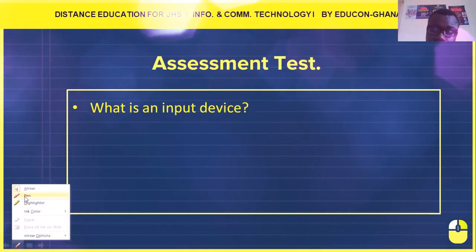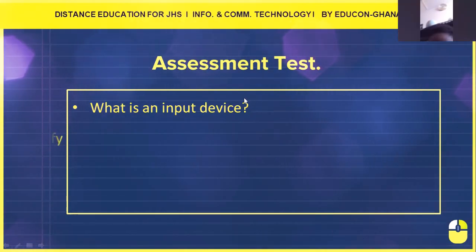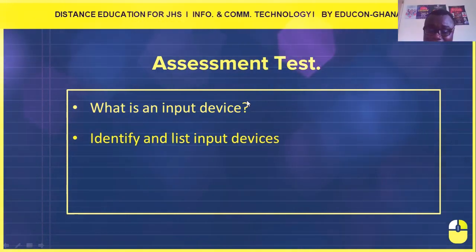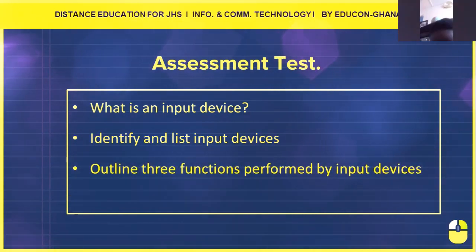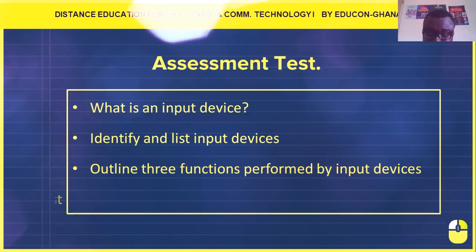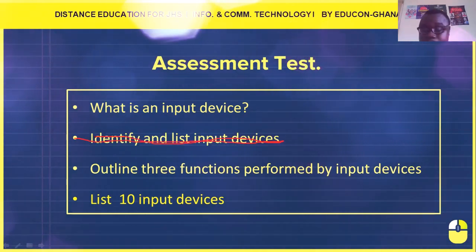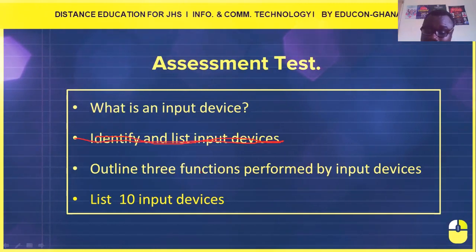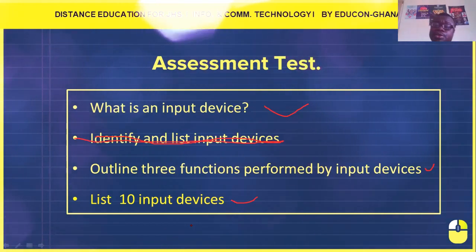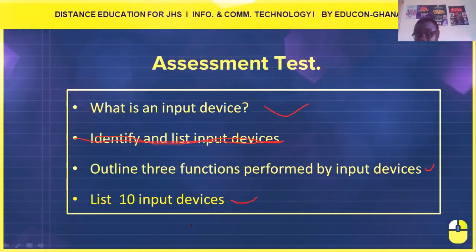So number one, what is an input device? Then two, identify and list input devices. Outline three functions performed by input devices. So listen, this question, cancel it out. It has been canceled, right? So what is an input device? Outline three functions performed by input devices. Then list 10 input devices. So these are your questions, but you can go and play back the video. I will be uploading it to the Google Classroom.